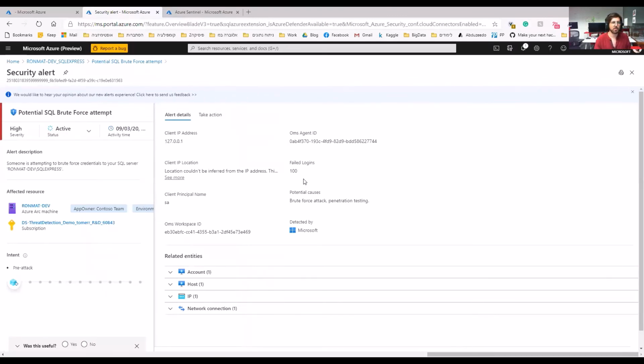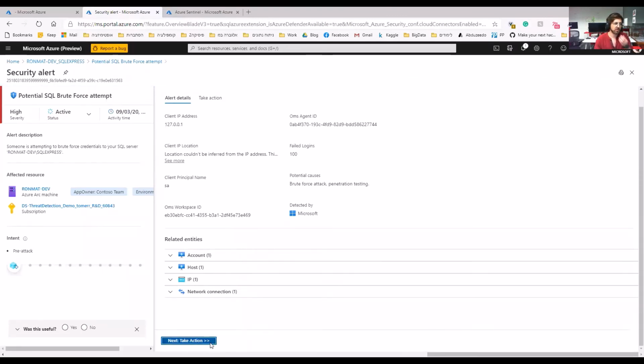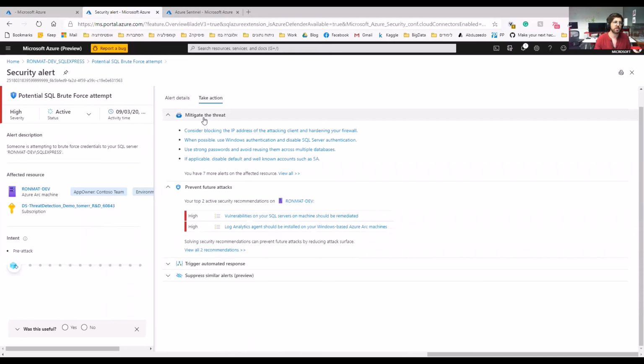Assume we want to take action upon this threat, we'll go to take action. In take action, we have suggestions for mitigations, like blocking the IP from which the brute force happened, or disabling the SA. We can see that this is connected to the recommendations. So here we see that if we were applying the recommendation that vulnerabilities on your SQL Server should be remediated, and blocking the SA, that would never happen. We can also create automatic triggers, if we want that every time this alert is happening, something will happen in the future. But let's assume that we don't understand yet that this is an attack, or we want to understand how deep and how far this attack went.